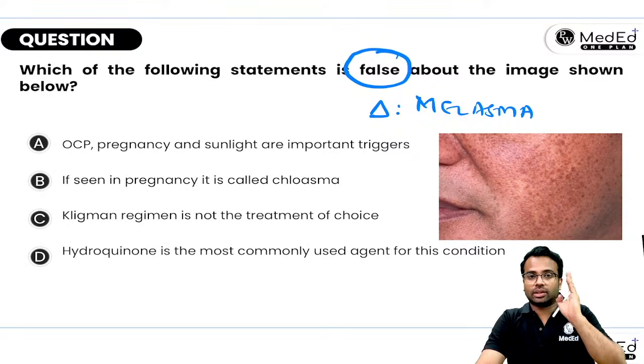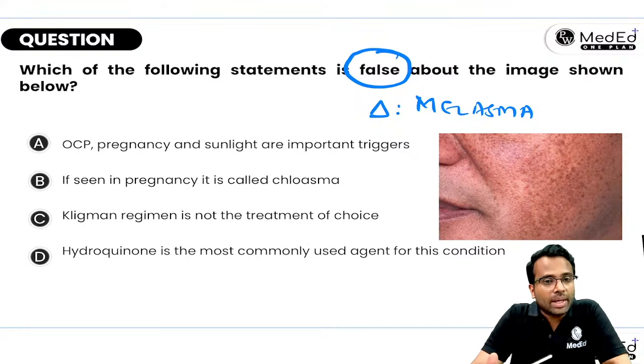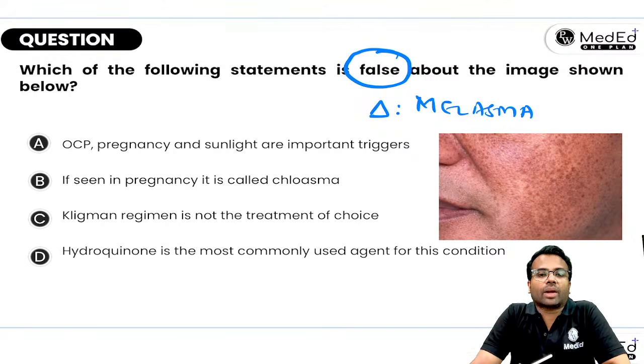When you see the image, just try to describe it, come to a provisional diagnosis, and based on the provisional diagnosis, read out the options. Option A: OCP, pregnancy, and sunlight are important triggers. Option B: if it is seen in pregnancy, it is called chloasma. Option C: Kligman regimen is not the treatment of choice. Option D: hydroquinone is the most commonly used agent in this condition.